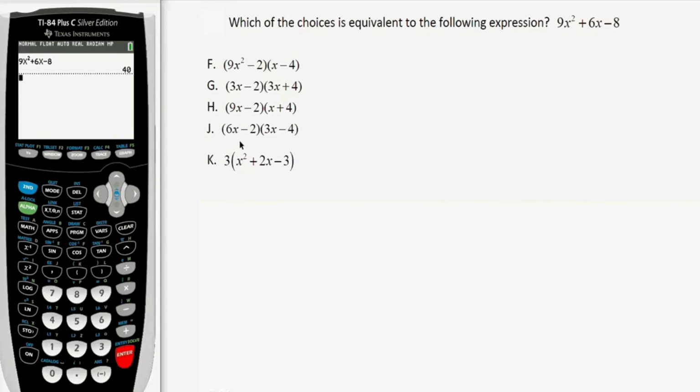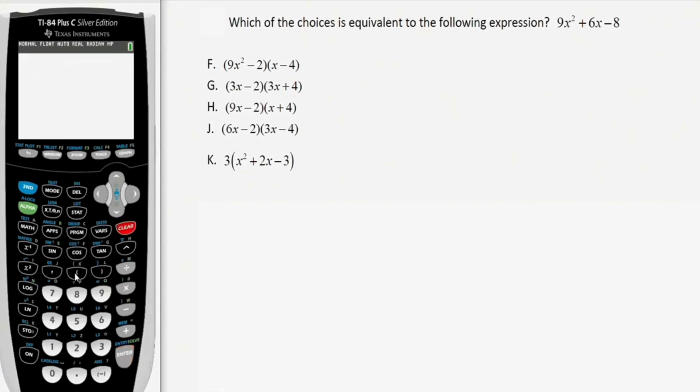Okay, so let's begin with option F. Remove this. So we have in brackets 9x squared minus 2, close the bracket, open another bracket, so we have x, alright, minus 4, close the bracket. So that's it. Press equal to see if you're going to have 40. No, so let's check option G.